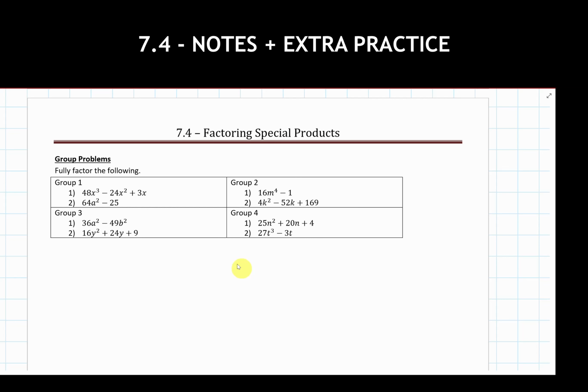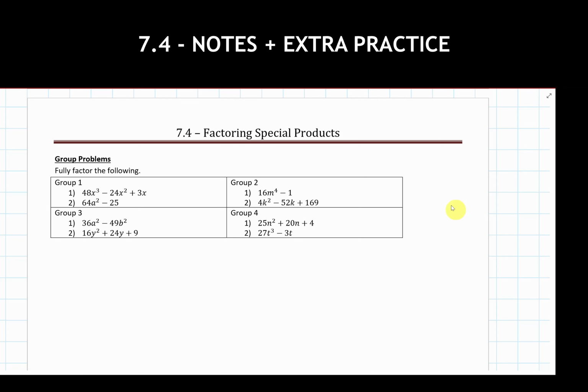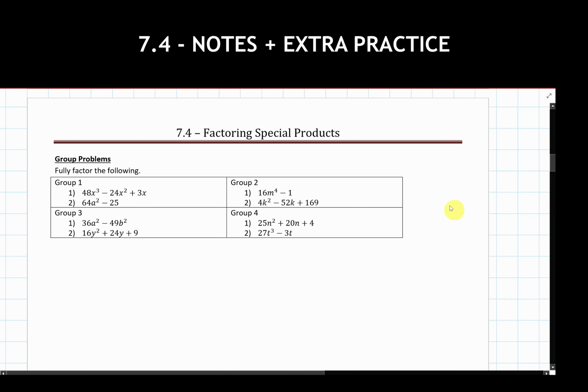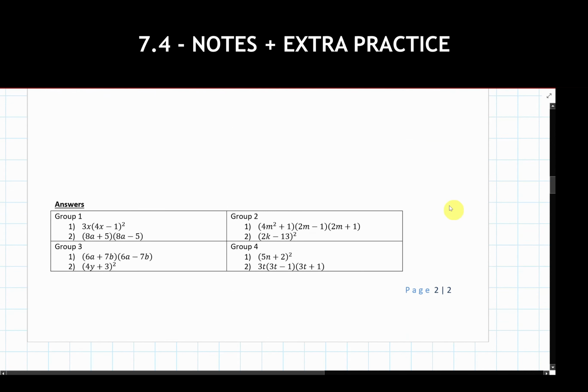So I'll give you a couple seconds here if you want to pause the video. Try working through a couple of these. And then we'll go down to the answer key here shortly. And here we are, the answer key for those group problems, the extra practice problems you could be working on.